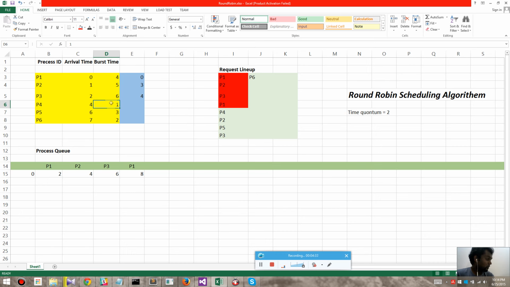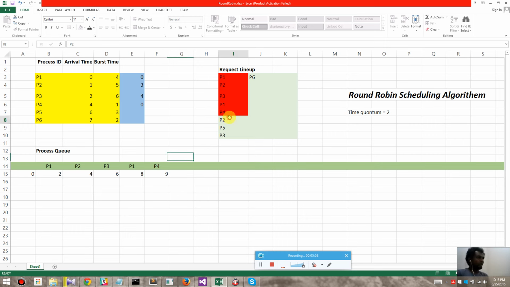It only has a burst time of 1, which means it will be finished on the first run, so I will mark it as 0, and P4 will be finished. By this time, all the processes have come to the processor, so there are no new processes, and P4 doesn't need to be queued. I'll mark P4 here like this, and the timeline will be 9 this time, because this only had a burst time of 1.